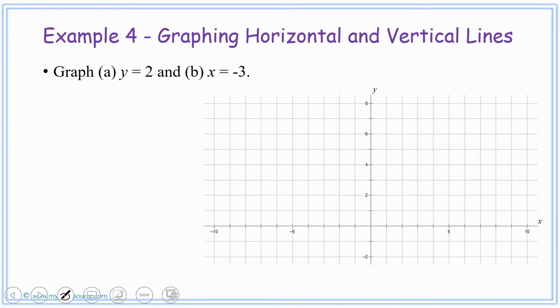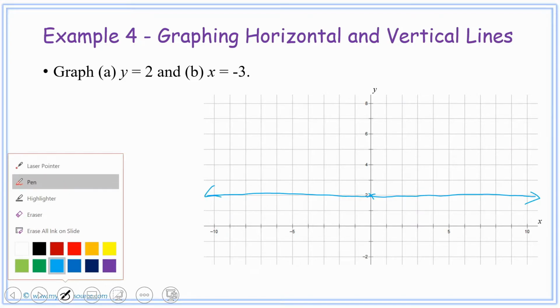Okay, so let's try this out. Graph y equals 2. Well, y equals 2 means that it's a horizontal line. It means it has a zero slope. And so y equals 2 would be a line that passes through there, parallel, and that's pretty straight, parallel to the x-axis, right?